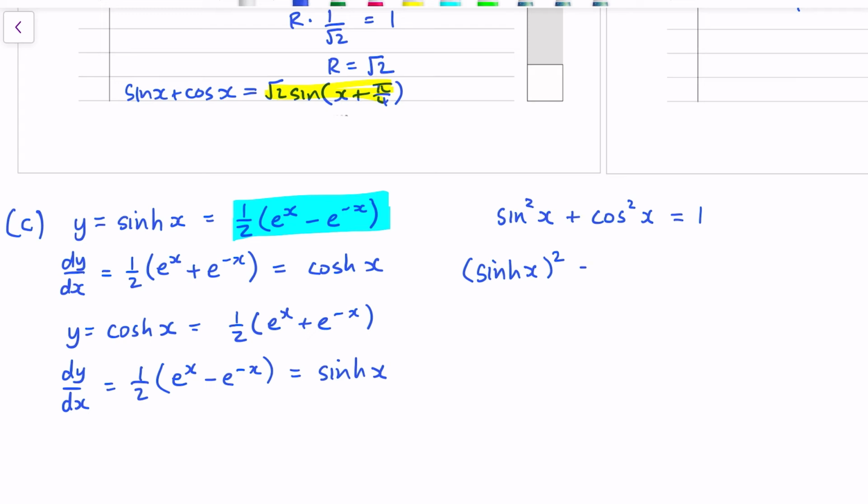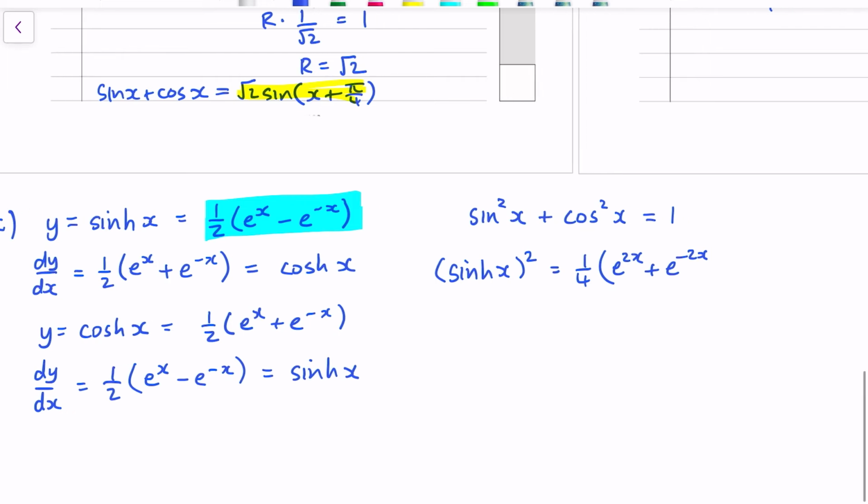Squaring that will give me a quarter. e to the x minus e to the minus x all squared, using the binomial, so I've got e to the 2x, or e to the x squared, plus e to the minus x all squared. And then we've got two lots of e to the x times negative e to the minus x, which is minus 2.